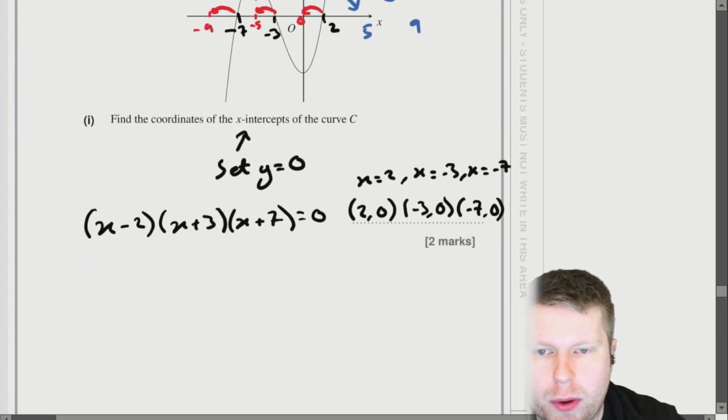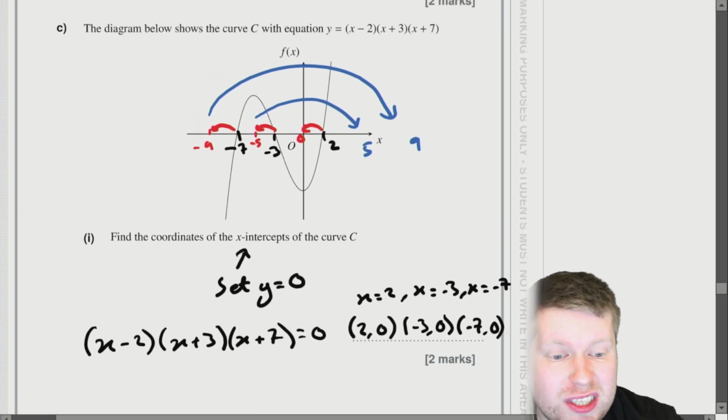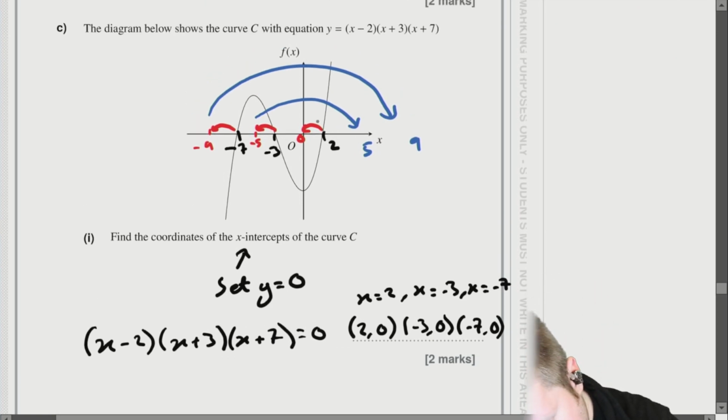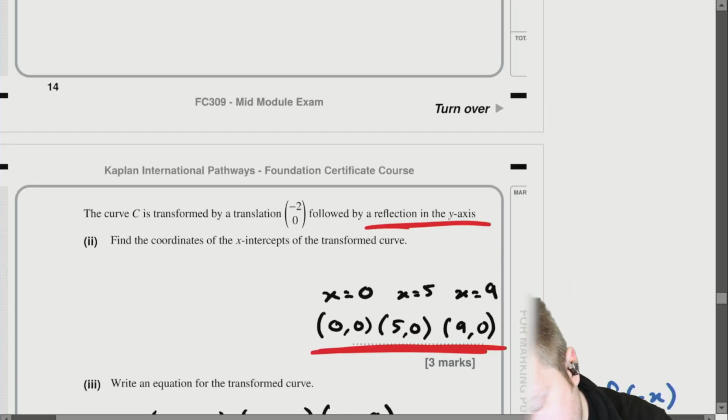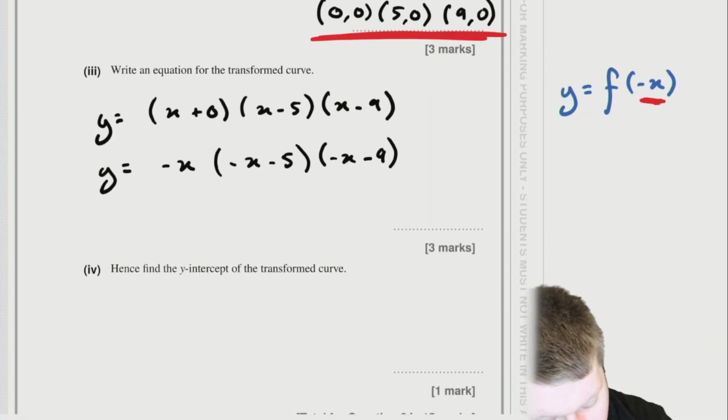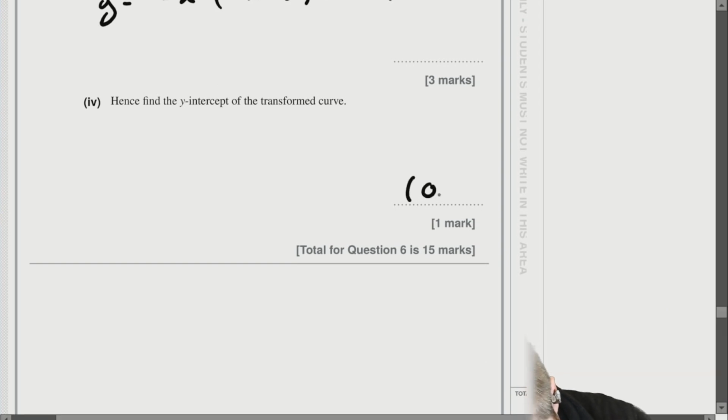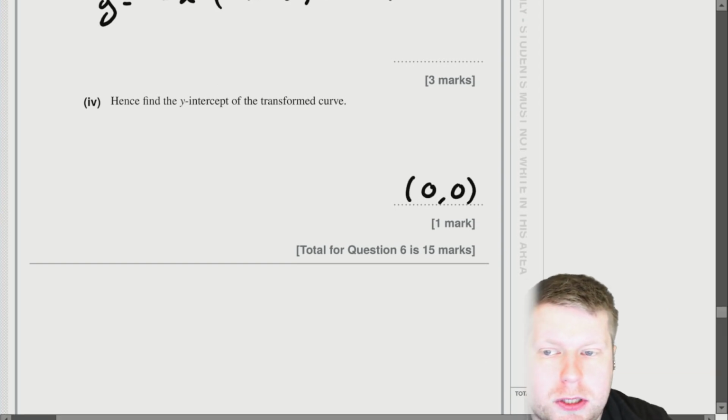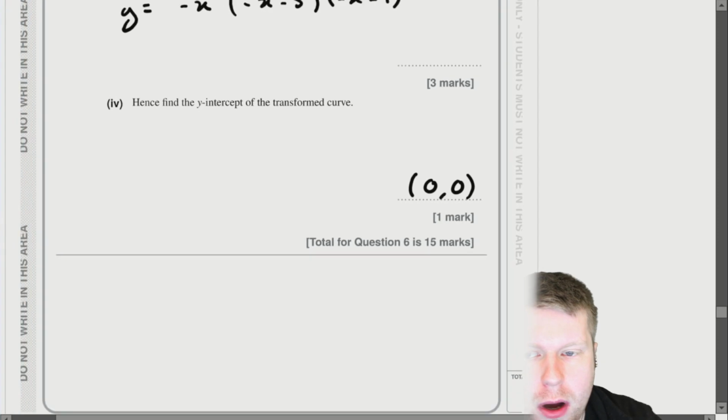Well, if you just look up at what we found up here, the y-intercept is just going to be 0, because we've simply just moved it over to the left. Even if we do the reflection, we're still going to have one of the x-intercepts at 0, which means that by definition, the y-intercept should be 0 as well. So as a result, the final answer here should just be (0, 0). Okay, so there you go, 15 marks for that question.